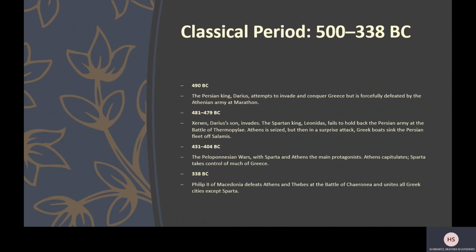The classical period went from 500 to 338 BC. Major events happened in 490 BC, 481 to 479 BC, 431 to 404 BC, and 338 BC.